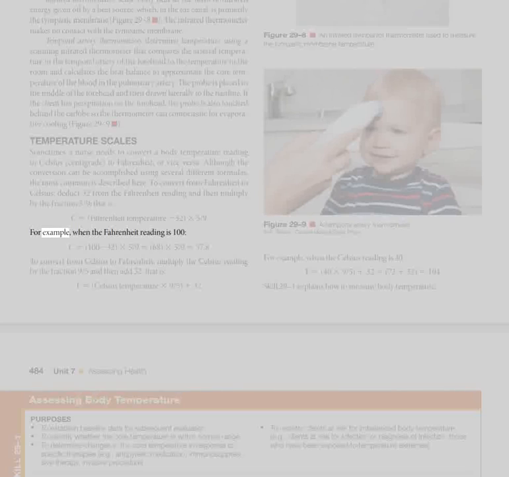For example, when the Fahrenheit reading is 100, C equals (100 minus 32) × 5/9 equals 68 × 5/9 equals 37.8. To convert from Celsius to Fahrenheit, multiply the Celsius reading by the fraction 9/5, and then add 32, that is, F equals Celsius temperature × 9/5, plus 32.